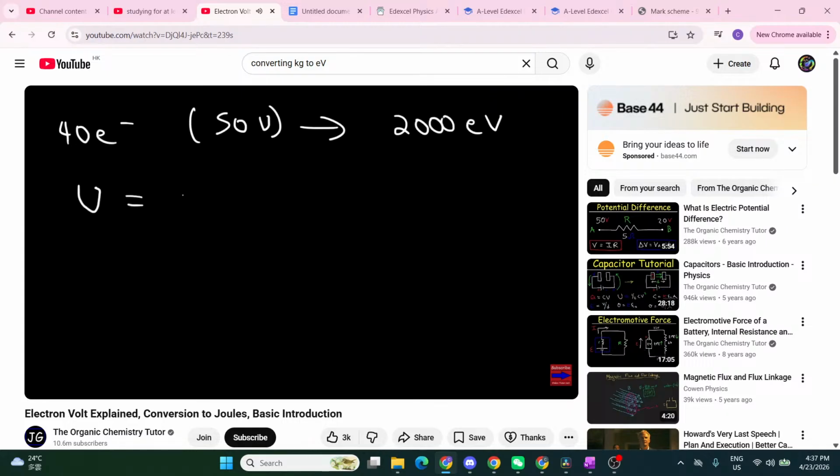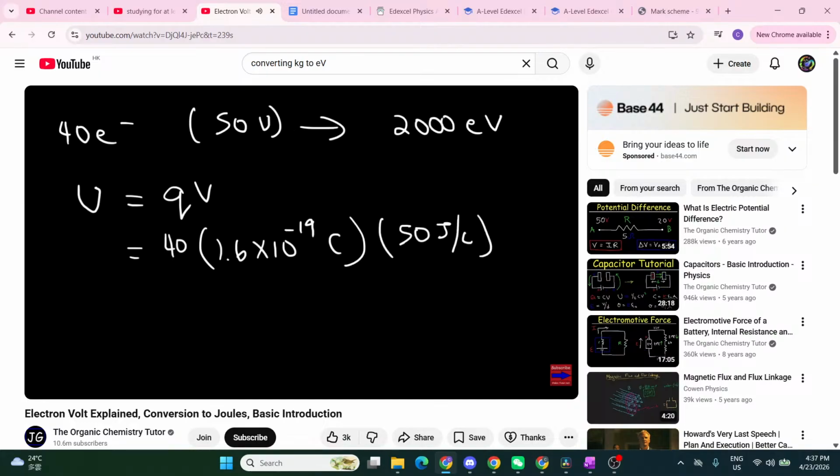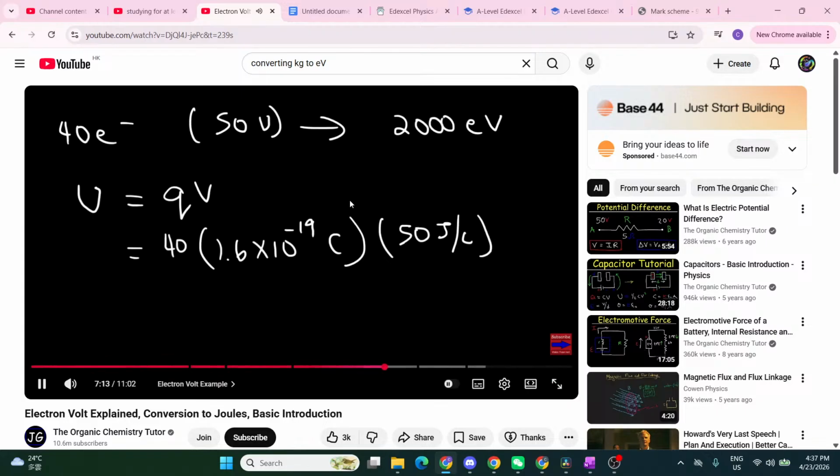Let's calculate it with this equation. So Q would represent the charge of 1 electron, which is 1.6 times 10 to the negative 19. And let's not worry about the negative sign, even though it's supposed to be negative. And it's supposed to be coulombs. I put joules for some reason. So that's the charge of 1 electron. Since we're dealing with 40 electrons, we're going to multiply by 40. And each electron has a voltage of 50 volts. So that's going to be 50 joules per coulomb. So that's the energy of each electron per charge.